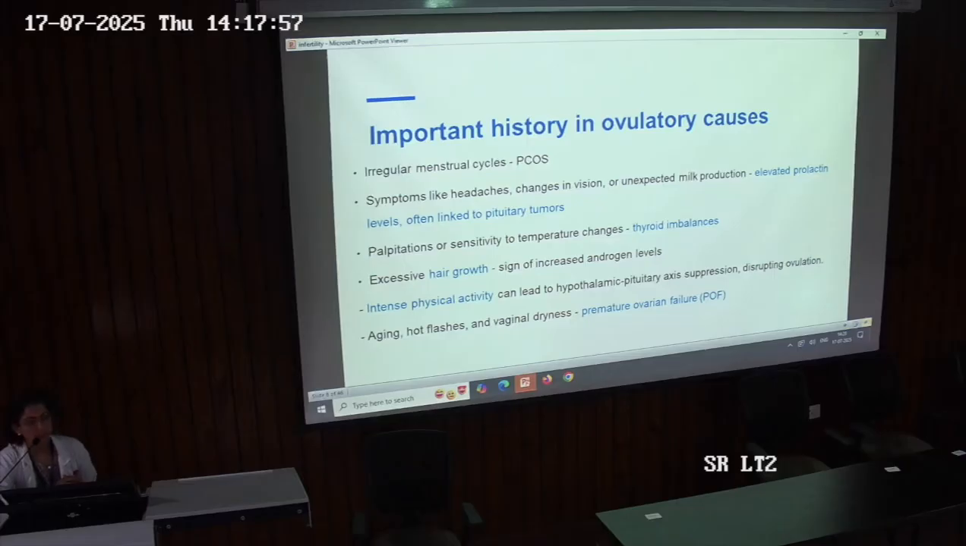If the patient presents with the complaint of headache, some changes in vision and milky or watery discharge from the breast, then the first thing that needs to be ruled out is hyperprolactinemia. In thyroid disorders, again, hypothyroidism is more common and it usually presents as weight gain, lethargy, constipation, hair fall. So these are the common complaints if the patient has hypothyroid anovulation.